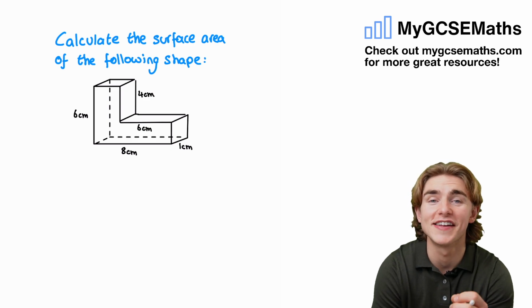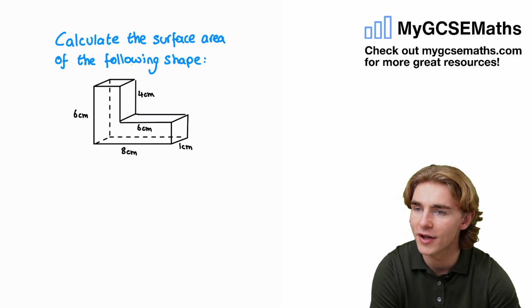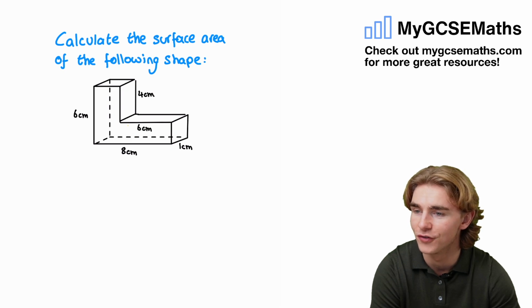This question, guys, is a little bit of a mammoth. Let's have a look and see what we can do. The question says, calculate the surface area of the following shape. And then we're given this compound shape, which consists of two cuboids kind of fused together.